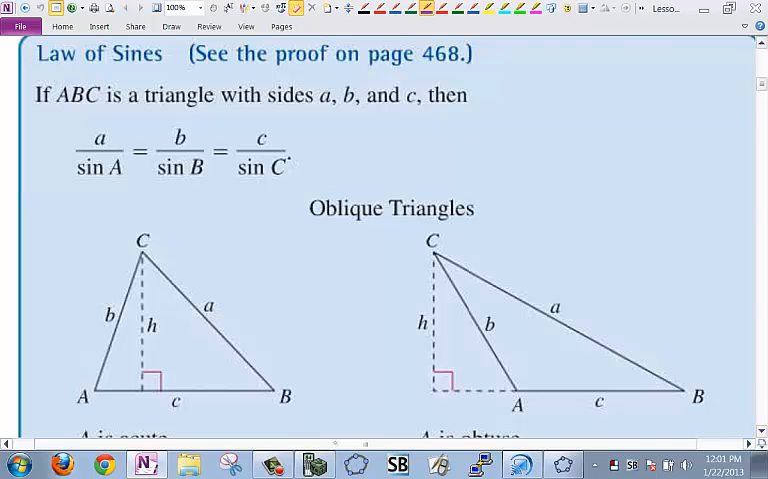Okay, law of signs. So when it comes to triangle word problems, right now you know SOHCAHTOA, but that only works for what types of triangles? Right triangles. So what if you have a non-right triangle? Use the law of signs. Well, one of the things we can use is law of signs.